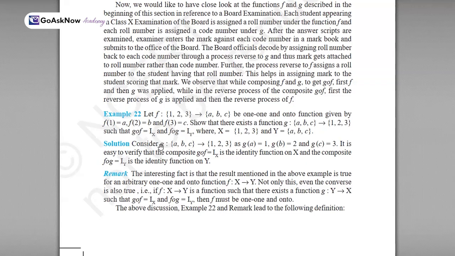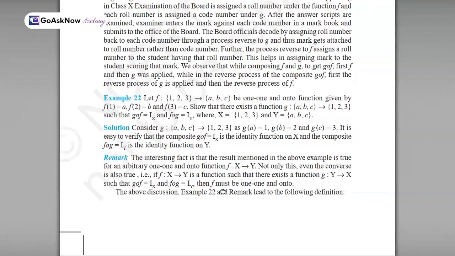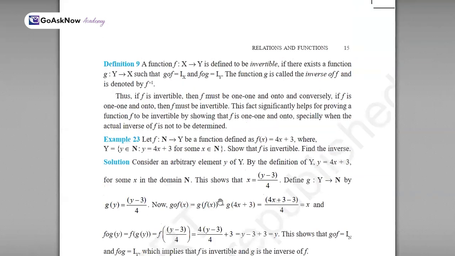Okay. So we have to show that the relation is invertible, like the identity relation that is given. Consider g: {a, b, c} → {1, 2, 3} as g(a) = 1, g(b) = 2, and g(c) = 3. It is easy to verify that the composition g∘f = I_X is the identity function on X, and the composite f∘g = I_Y is the identity function on Y. So both of these are identity functions, as stated in the question. So you have this relation that is asked in the question, that it is the invertible function.